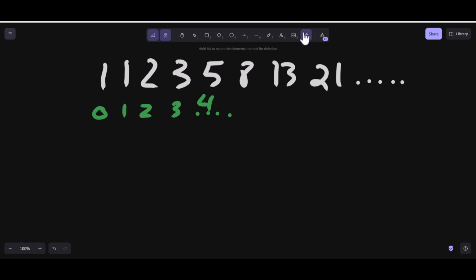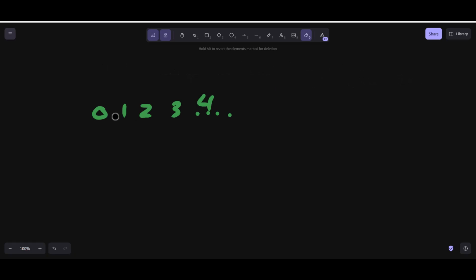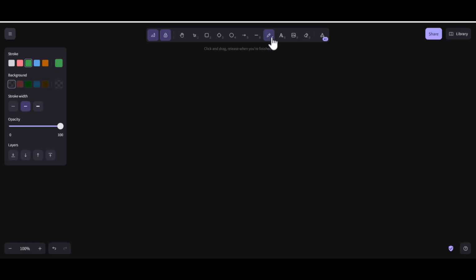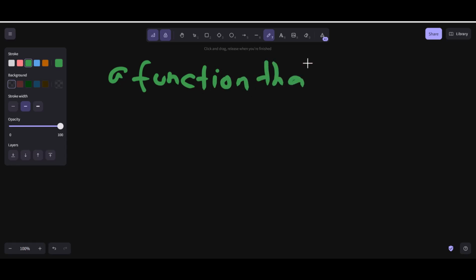I think we got the point here, so let me get rid of this, and then we'll start going from there. What you'll hear most people say is that a recursive function is a function that calls itself. That's all well and good, but what does that actually mean, Jonathan? Let's take this Fibonacci sequence, for example.